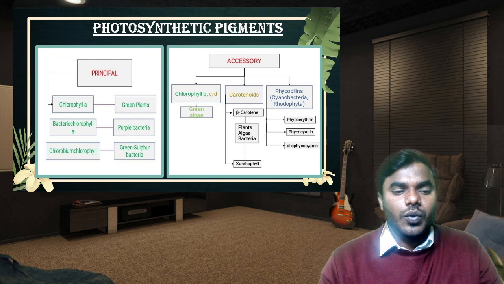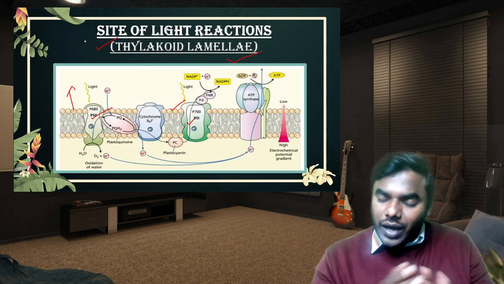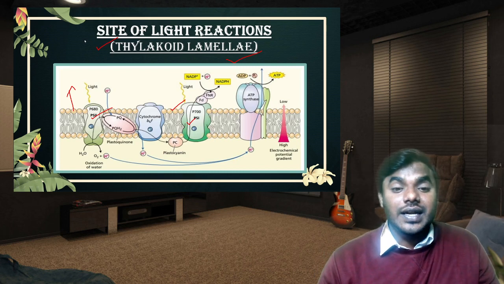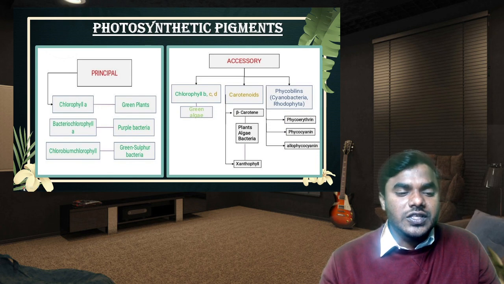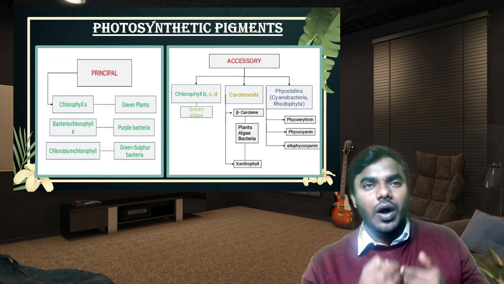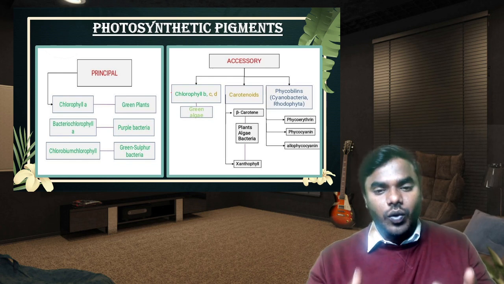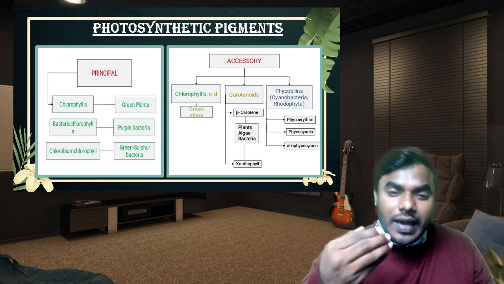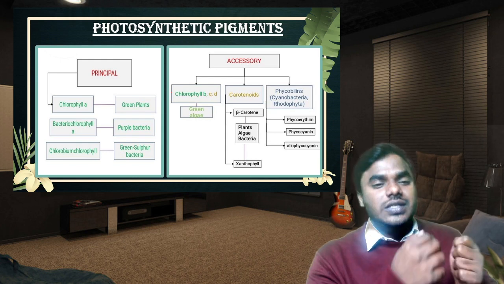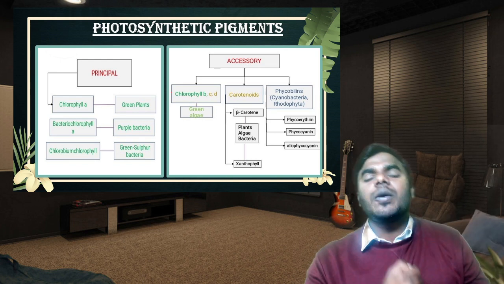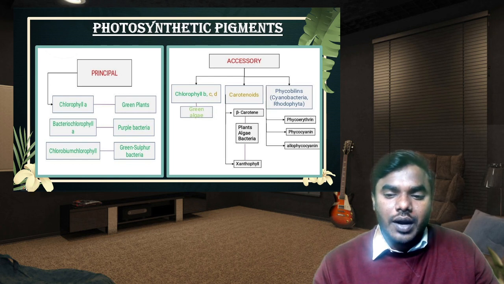Now my friends, every one of you listen to me very carefully. I have told you that the light reactions are taking place in the thylakoid membrane. If a light reaction wants to occur, if the plant wants to produce ATP, if the plant wants to produce NADPH, first someone has to absorb the light. Yes or no? Of course yes. Who is going to absorb the light?